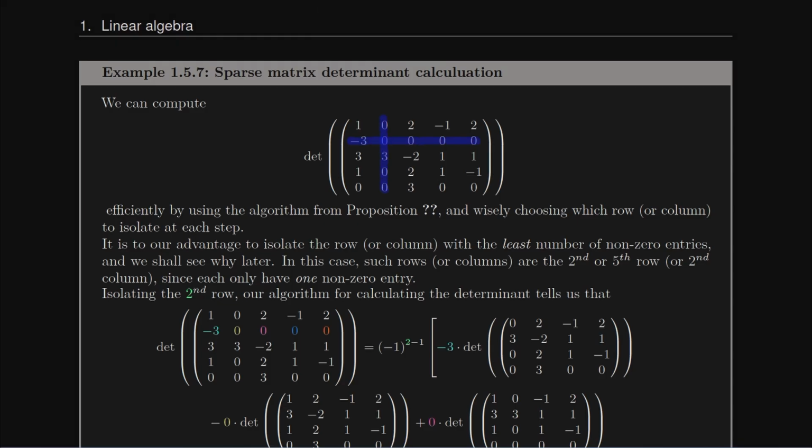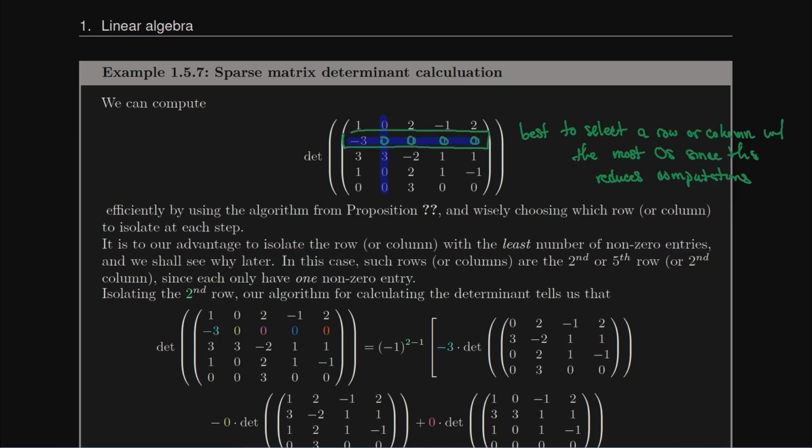It's best to select a row or column with the most zeros, since this reduces computations. Why does it reduce computations? Zeros are going to multiply the determinant of the submatrix occupying the rest of the space. If you're multiplying something by 0, it just becomes 0 no matter what the other determinant is. So it's definitely advantageous to select the row or column with the most zeros. In this case, we'll go ahead and select the second row.